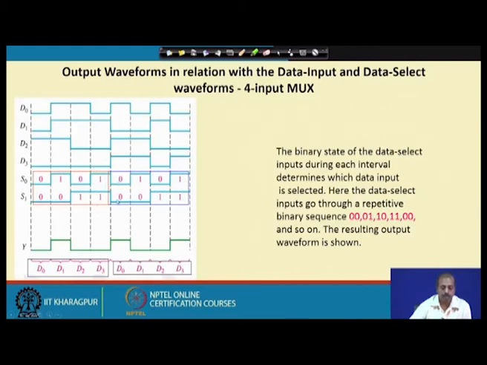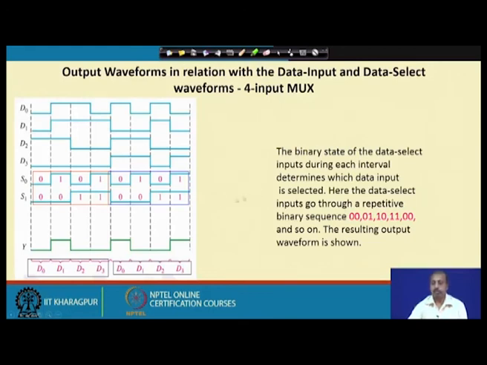After that S1, S0 again has become 0, 0, so in that case D0 will be copied to the output again. Then it is 0, 1, so we will get D1 copied to the output. This way it goes. So, if time-varying signals are applied to the data inputs D0, D1, D2, D3 and to the select lines S0, S1, then you can draw the corresponding timing diagram like this.